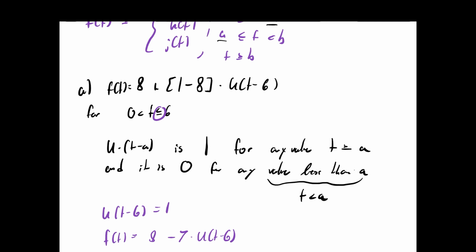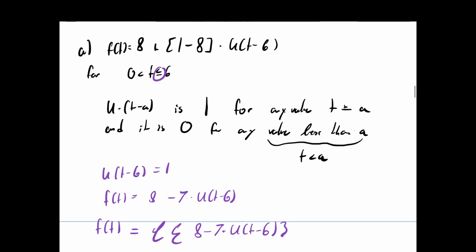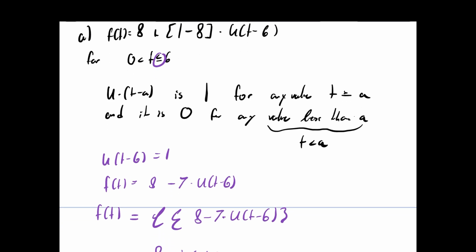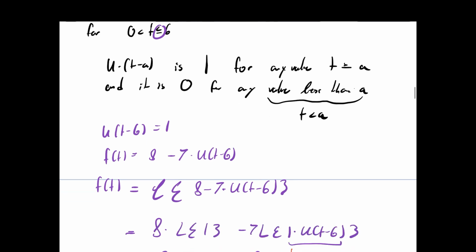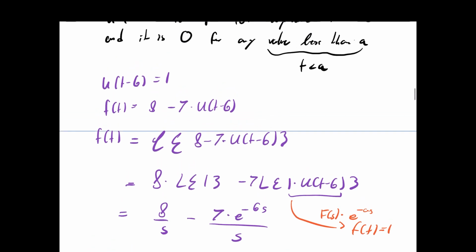One really nice way to approach this question, like how our prof does, is just state 4 and then the interval. And then basically for u at t minus a, or u at t minus 6, whatever it is, it's 1 for any value that's equal or greater to a, and 0 for any value that is less than a. And so we know that it's 1 in this case. And that's just some preliminary knowledge that I want to give.